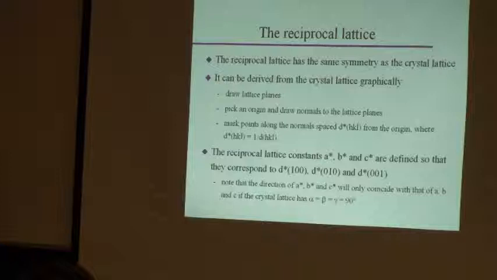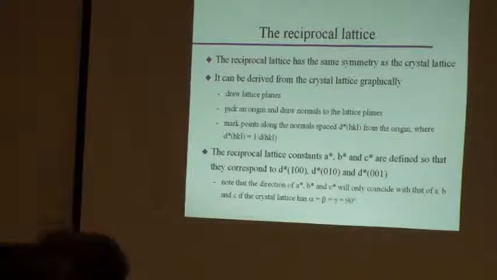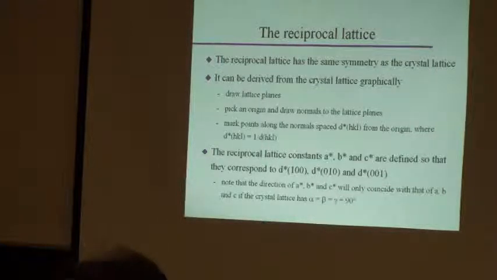So, how do we figure out the reciprocal lattice constants? Well, that is when we actually use the 100, 010 and 001 families of planes. Okay? In the real lattice, we draw the normals to those and we mark points along them. 1 over D100 is going to be D star 100. And that is what we would call our A star. The same with B star and C star.